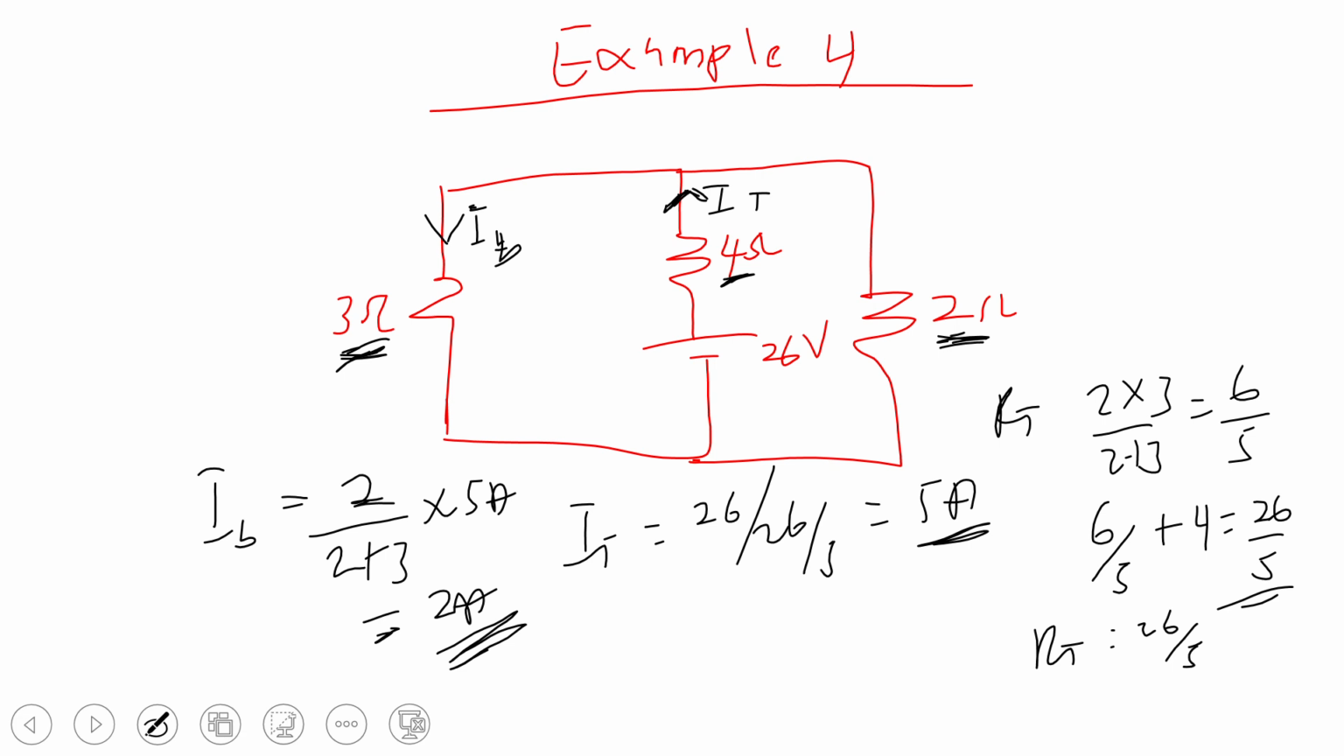How did I know I can apply the current division rule? I saw that this and this are in parallel, in series with this. I can easily know the total resistance without trying to do delta star and all those kinds of transformations. So far I can do parallel and series, try to break down to get total current. I mean I can break the system down simply and I'll be able to get things in parallel and things in series.